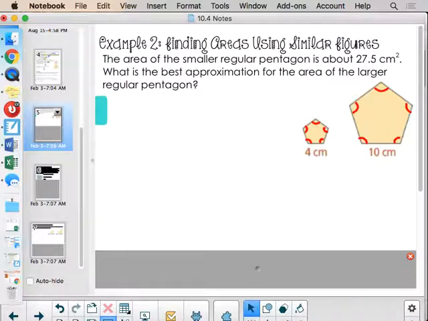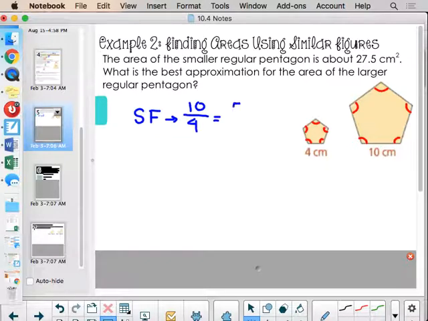So the first thing that I would like for us to create is the scale factor, okay? So scale factor. What's the scale factor going to be for these 2 pentagons? Go ahead, Jimmy. 5/2. How'd you get 5/2? I did 10/4 and then I simplified. Very good. So then you divided it. If their corresponding side lengths are 10 and 4, it simplifies to 5/2. So this is your scale factor.